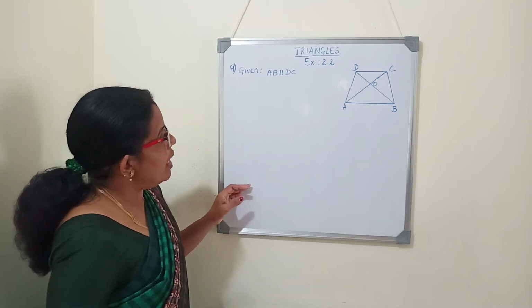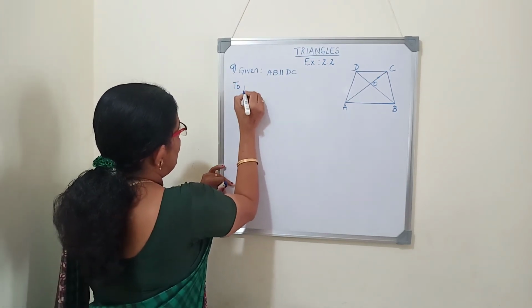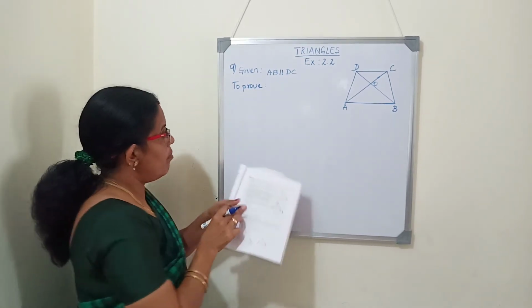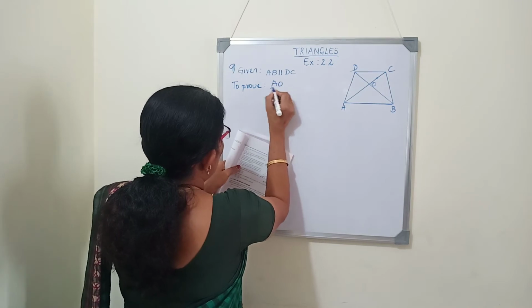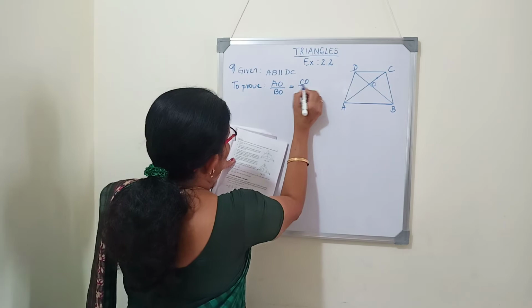And diagonals will intersect at O. We have to prove that AO by BO equals CO by DO.